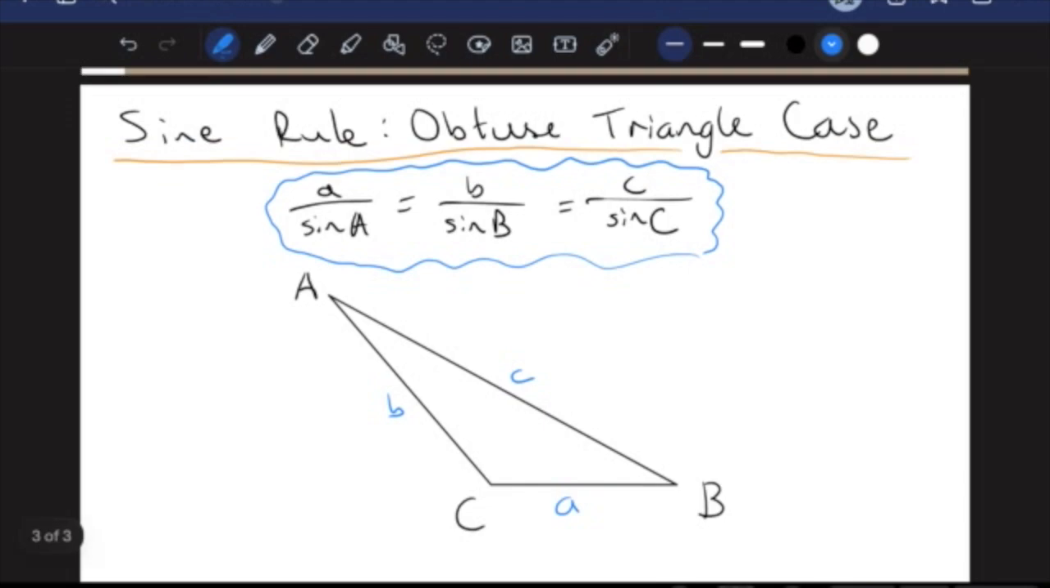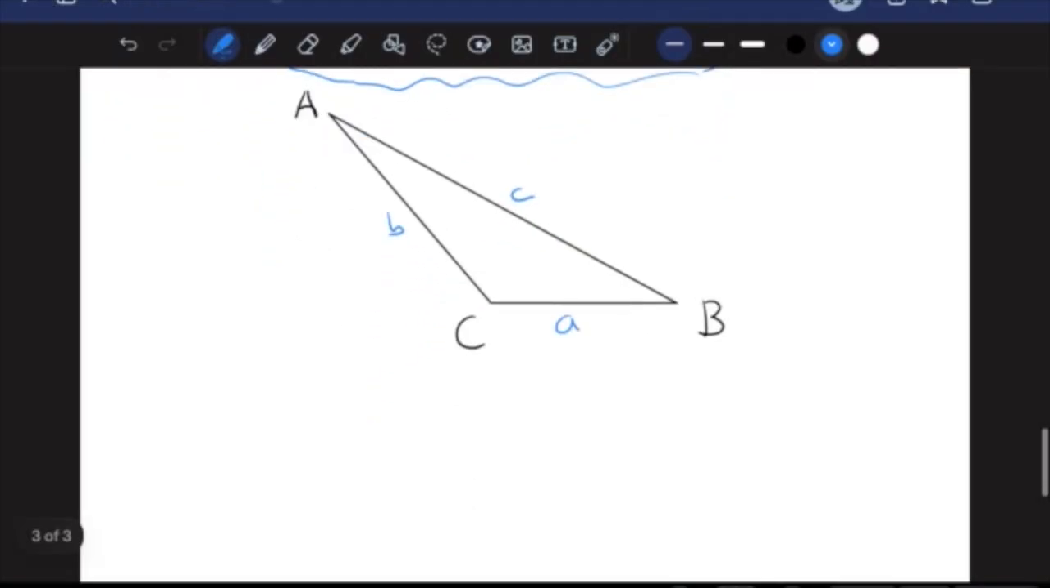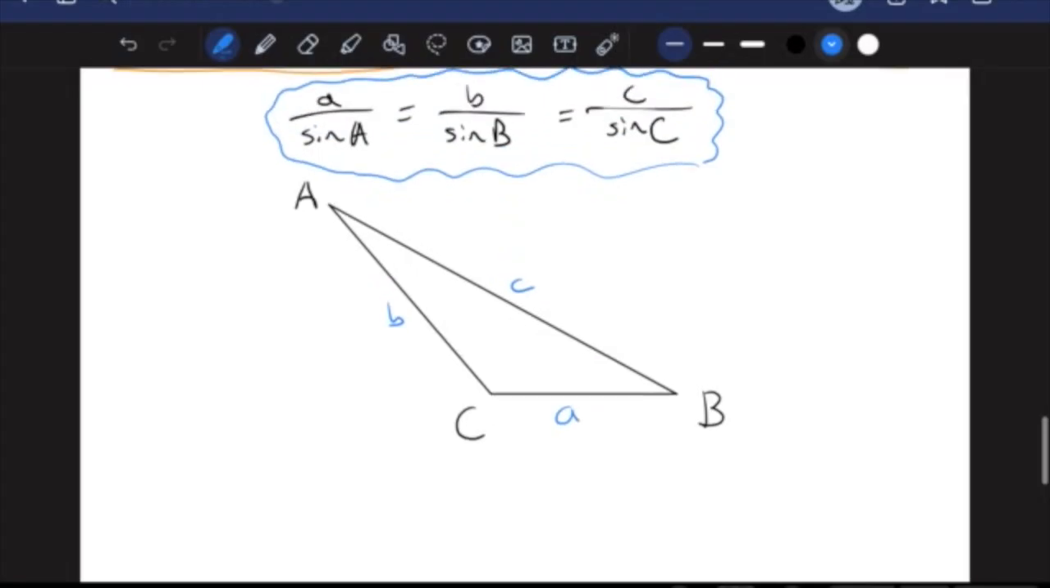Now, what we didn't talk about in those videos was that this was the case for acute triangles. This also works for right angle triangles, but we haven't really explored how this works in what we call the obtuse case. So when we have a triangle that looks something like this. Now, in order to approach this question, it works slightly differently in terms of the other triangles. Because of this obtuse angle here, it becomes quite problematic.